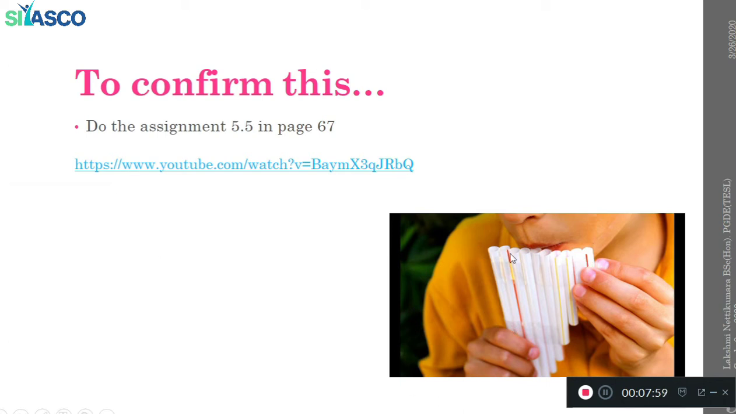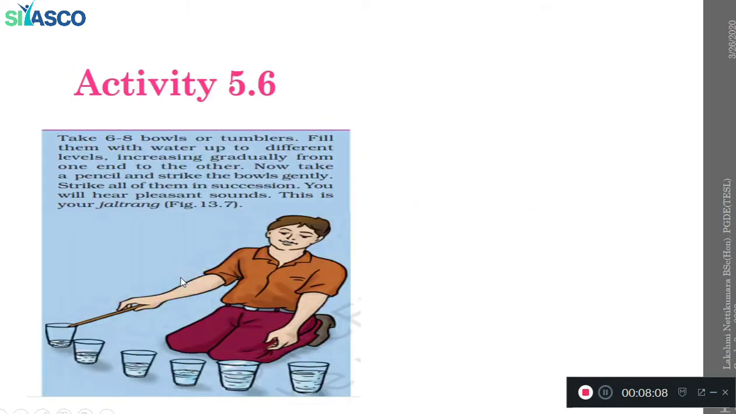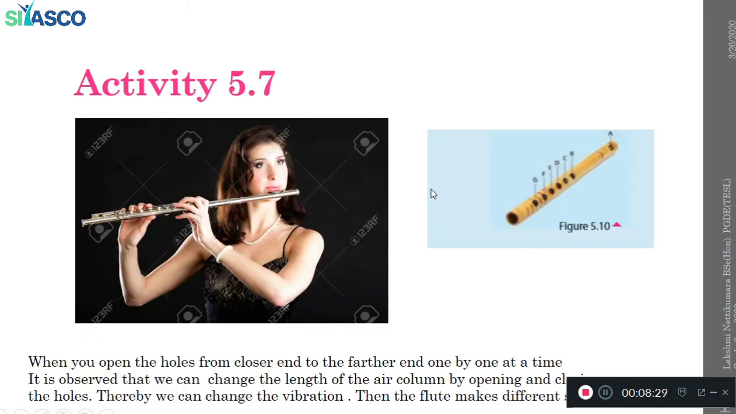This is how your instrument will look once you finish it. Activity 5.6 also clarifies the same concept by using tumblers with water. By changing the water level, you can change the length of the air column. Practically, we use this phenomenon to make a flute.